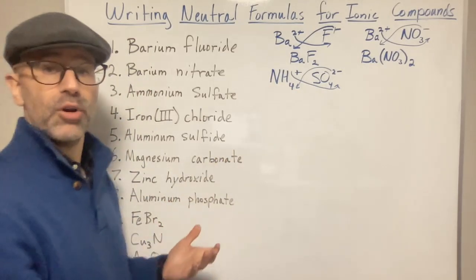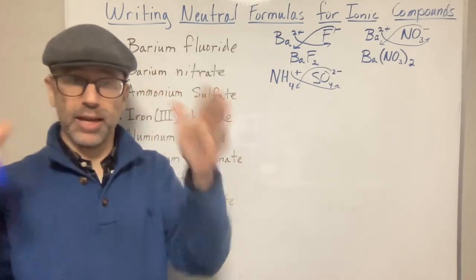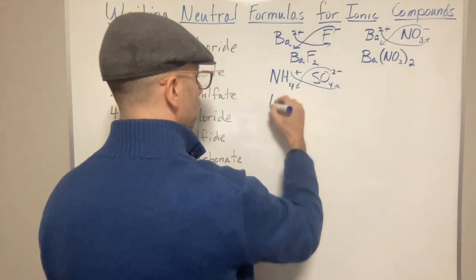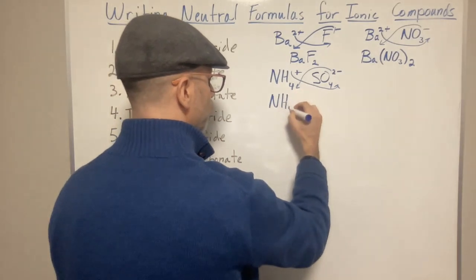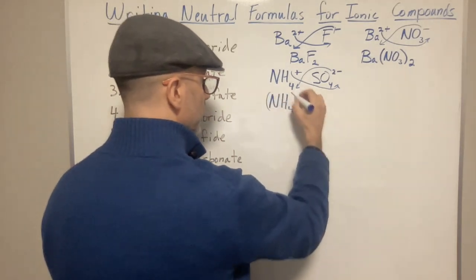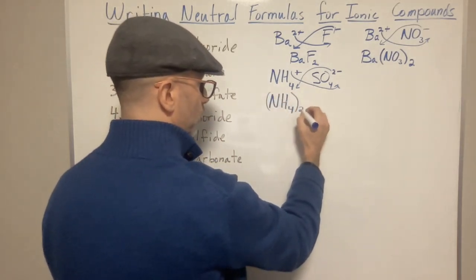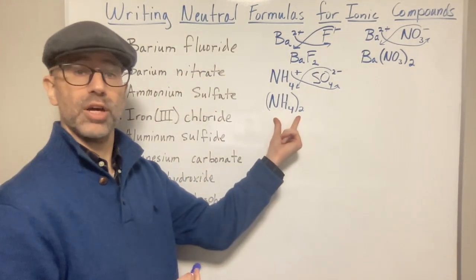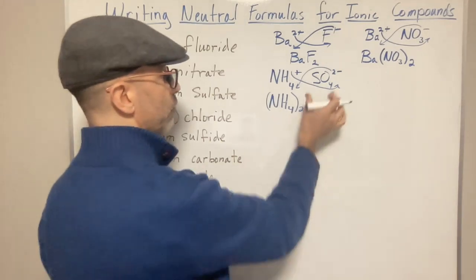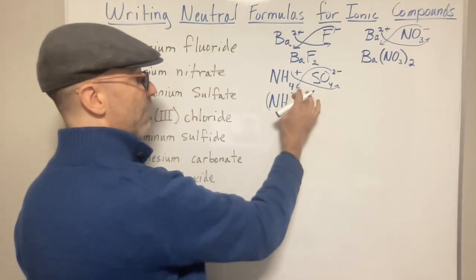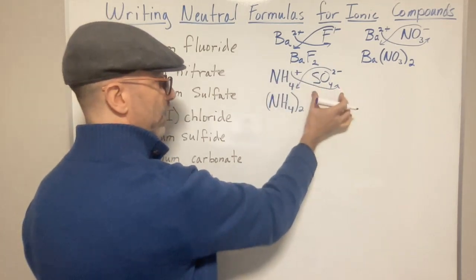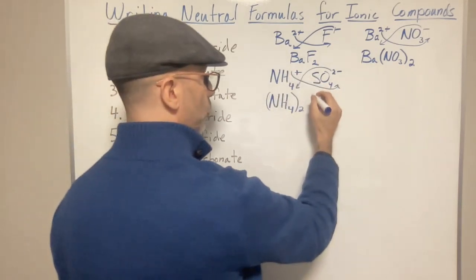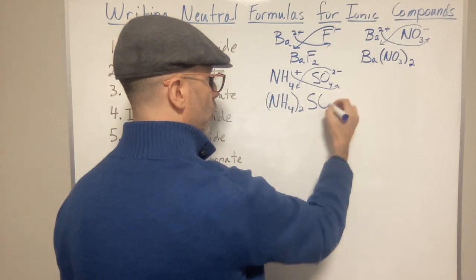So since ammonium is a polyatomic ion, we're going to put it in parentheses. So ammonium is going to be NH4. But since we need 2 of those, we're going to have parentheses with a 2 on the outside. So that indicates we have 2 ammonium ions. And then we have our sulfate. Now, since we only have 1 sulfate here, the 1 is a subscript. We don't need parentheses, so we just write SO4.